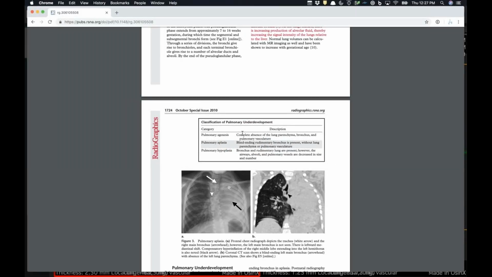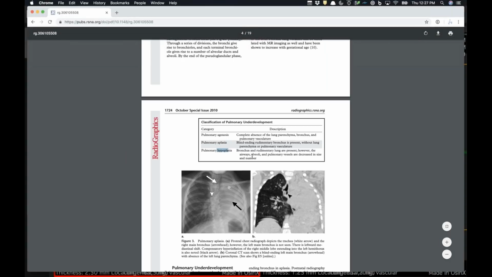I found this in a nice radiographics paper, where I think this is correctly called pulmonary agenesis because you have absence of the lung parenchyma, bronchus, and pulmonary vasculature. There's absolutely nothing on that side, as opposed to either aplasia or hypoplasia where you have some sort of rudimentary bronchus and then some degree of lung development.